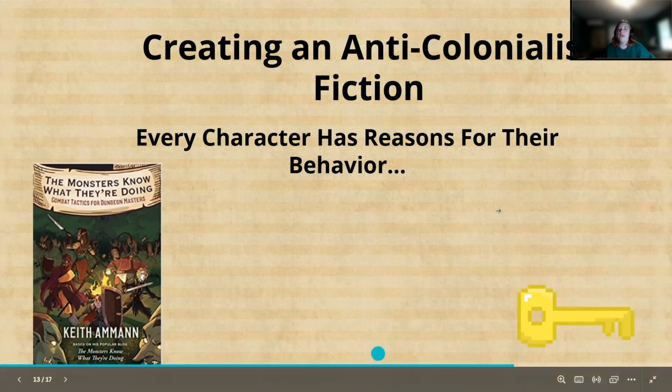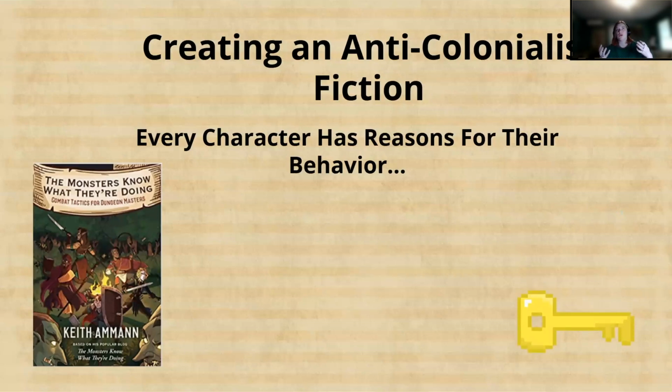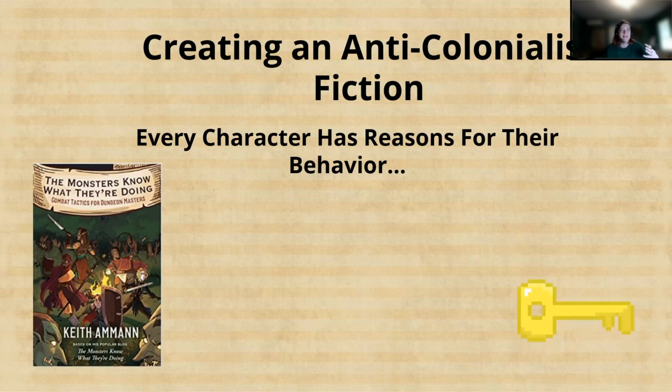And so when you know that every character has reasons for their behavior, it allows for negotiation. It allows for different kinds of ideas. If the goblin guard's getting paid minimum wage, he's probably not going to be as keen to lay down his life, right? And that allows you to have these conversations that are a little more nuanced.